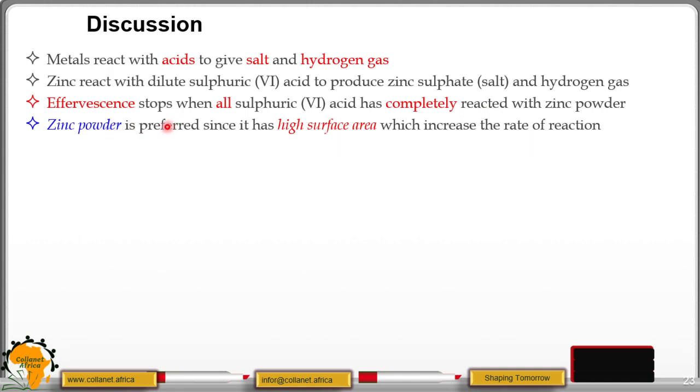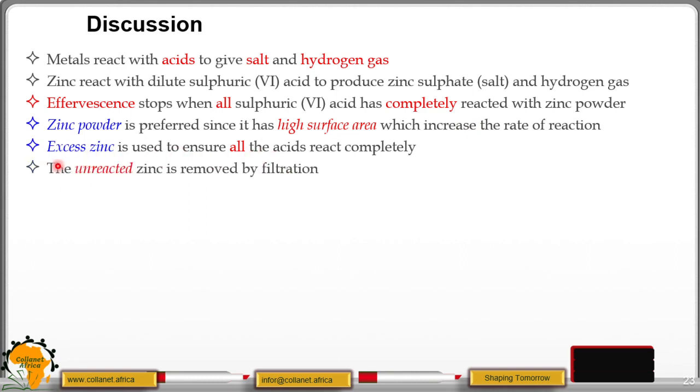Zinc powder is preferred since it has a high surface area, which increases the rate of reaction. Excess zinc is used to ensure all the acid reacts completely. The unreacted zinc is removed by filtration as the residue.